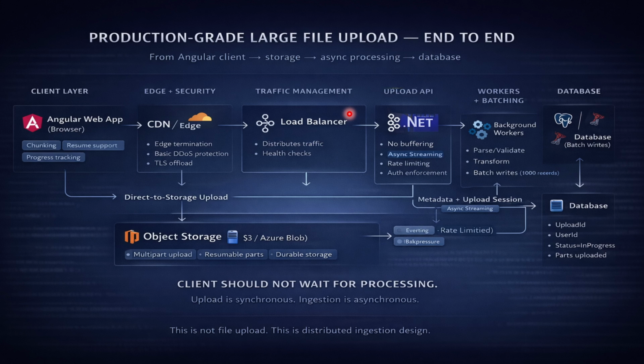When it reaches here, the upload API streams the file asynchronously. And here we will have no buffering. We will have asynchronous streaming, rate limiting, authentication enforcement, and everything. And then workers and batching will do the background work, which will parse it, transform it, and validate. And whatever it has to write, it will write in different batches. So the client only uploads the file, it doesn't wait for processing.